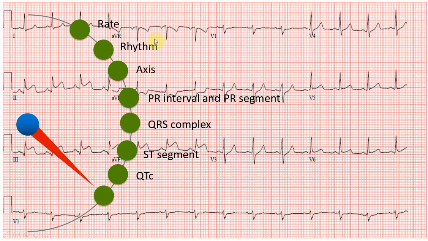AVR, please don't forget AVR. So in this ECG, the AVR is pretty much isoelectric when we compare with the TP segment. There is some ST depression and T wave inversion in AVR, which is normal.